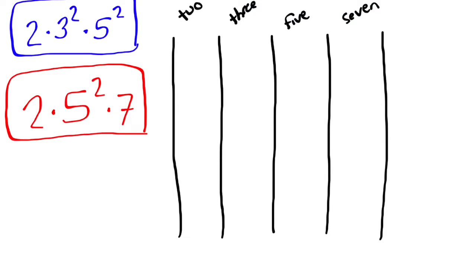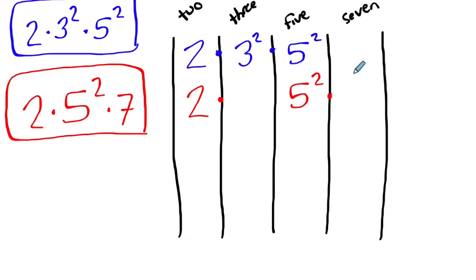And so watch how I write the answer. We're going to put the 2 in the 2 column. We're going to put the 3 squared underneath the 3 column. And we're going to put the 5 squared in the 5 column. Now again, I wouldn't actually have these columns drawn, but they exist in my mind for how I write the answers. Let's go ahead and write the red answer now. The 2 would go in the 2's column. The 5 squared would go in the 5 column. And the 7 would poke out here in the 7 column. Notice that this spot is blank, and the reason it's blank is there's no 3 in this answer.